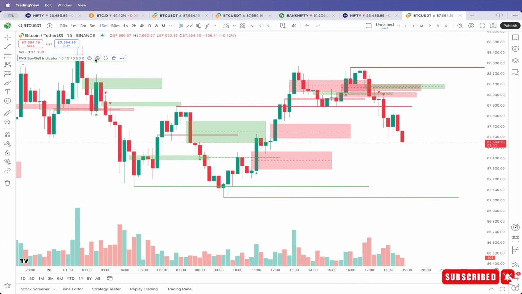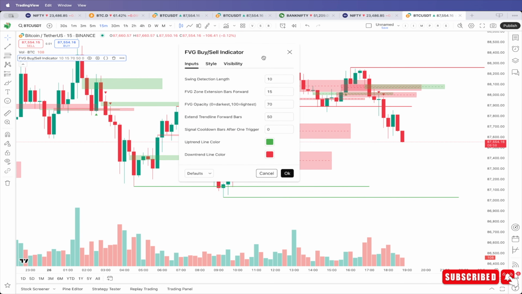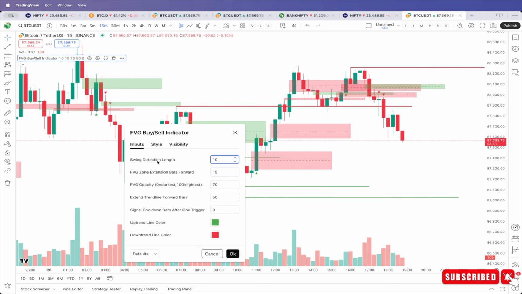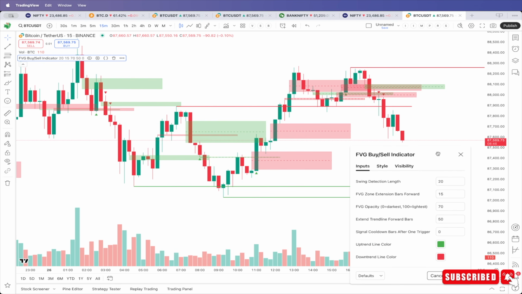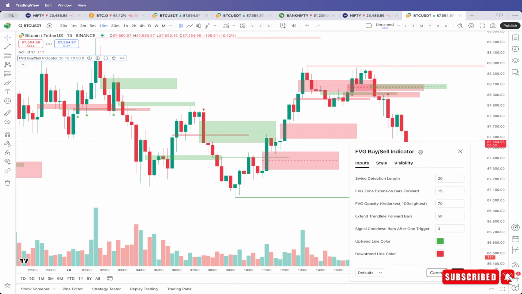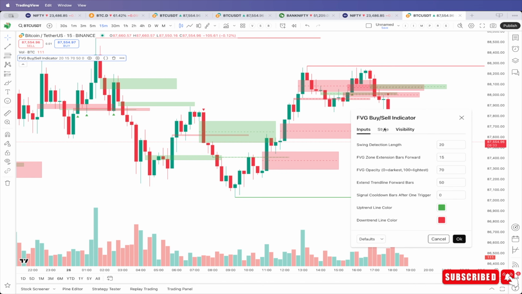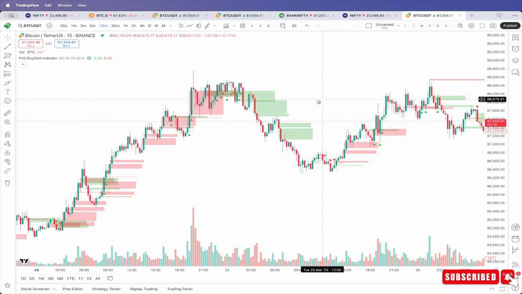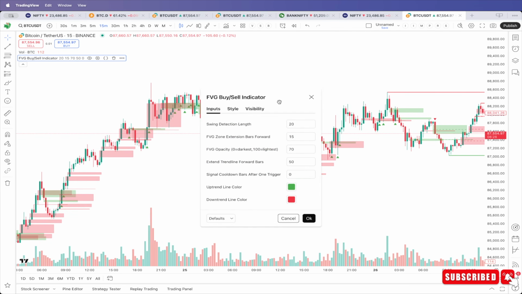So the settings of this indicator, when you change them, by default you need to save these settings. Let's say I change the swing detection length, let's say I put it at 20. It's going to take a while because it calculates everything and then it will show on the chart. It reduces the signals. So that's how it will show you on the chart. You can play around with it.